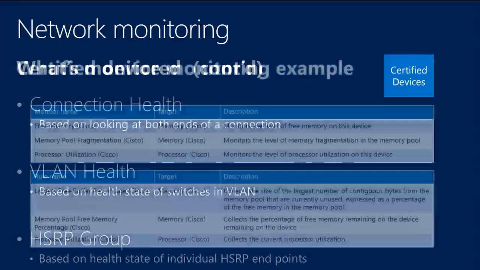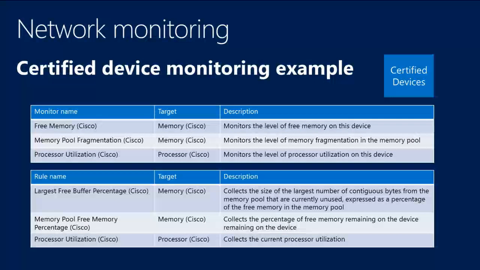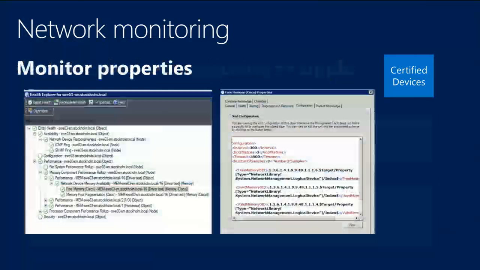Yeah, sure. Now, if you look at some of these certified devices and their monitors and rules, these would be typically the ones you'd get. Things like free memory on Cisco devices, giving you an alert if it's dropping below a certain level. Things like memory pool fragmentation and processor utilization also give you alerts. And then rules like the free memory and processor utilization we're collecting, again, for reporting purposes and performance graphs you might want to do.